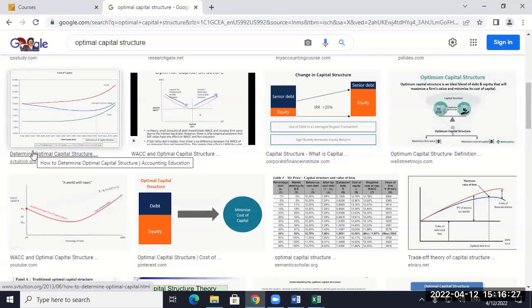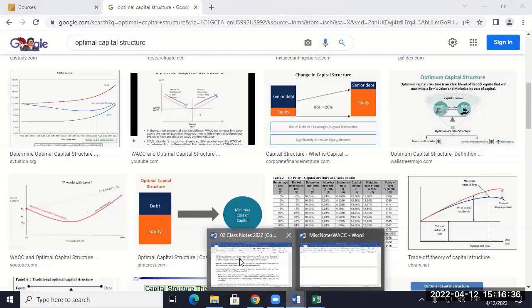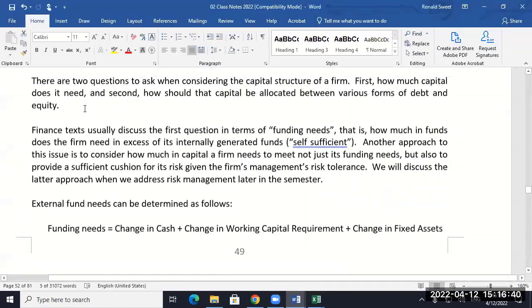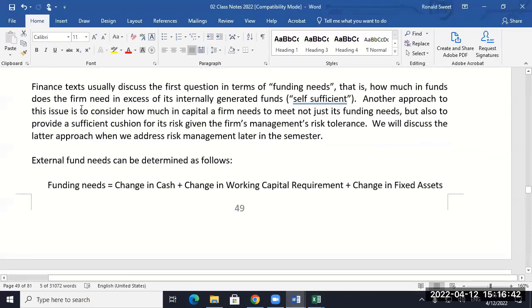Is there some optimal way that we can use debt and equity so that the value of the firm goes up? All right, a very, very famous theory in finance. So that's where we're headed. Before we do that, we're going to do a little bit of introductory stuff because there's a little jargon we need. But that's where we're going.